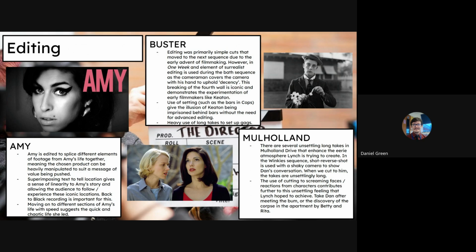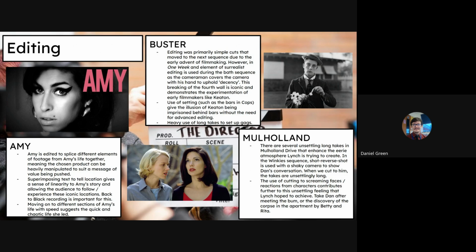For Mulholland Drive, there are several unsettling long takes that enhance the eerie atmosphere that Lynch is trying to create. So, for example, in the Winky's sequence, there's a shot reverse shot that is used with a shaky camera to show Dan's conversation. Whenever we cut to him, the takes are often unsettlingly long and they tend to zoom in on him, which I know is an element of cinematography, but still it's important in terms of editing.